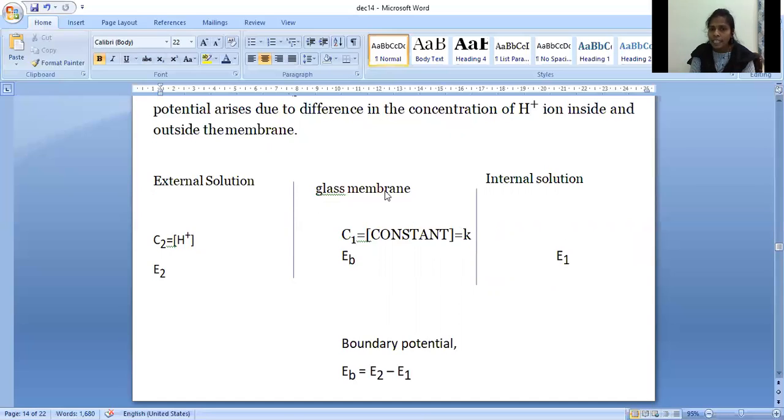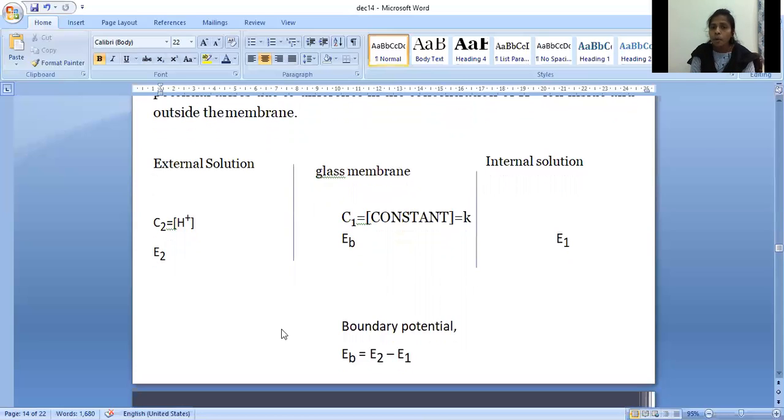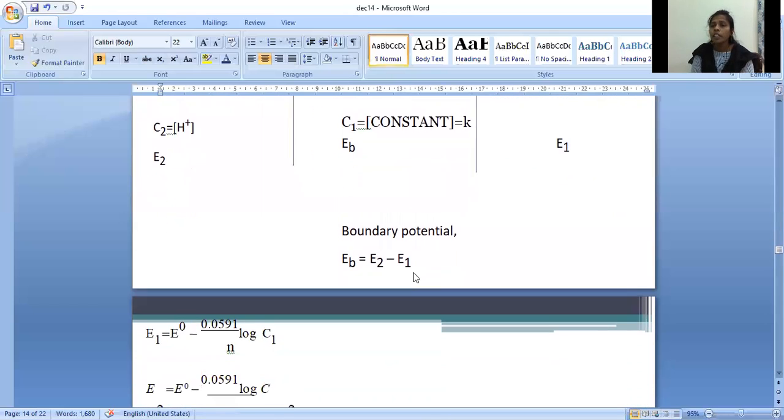So now this is the glass membrane. What is the glass membrane doing here? C1 is constant, that is the internal solution, and the glass membrane develops a potential. That potential is the boundary potential, EB. So here the boundary potential EB can be written as E2 minus E1. That means the external solution electrode potential value minus the internal solution electrode potential value. So this is the boundary potential. That means, simply, you remember.